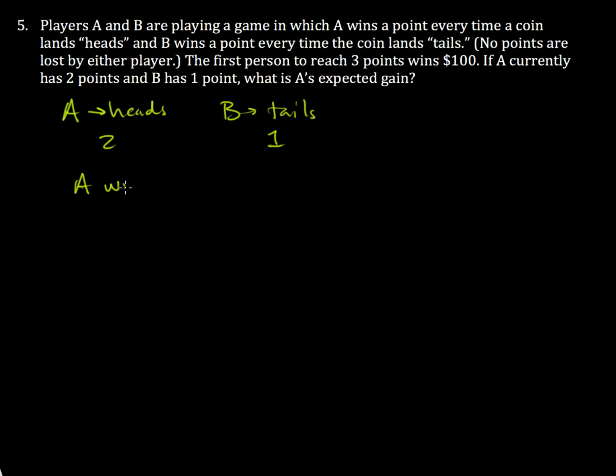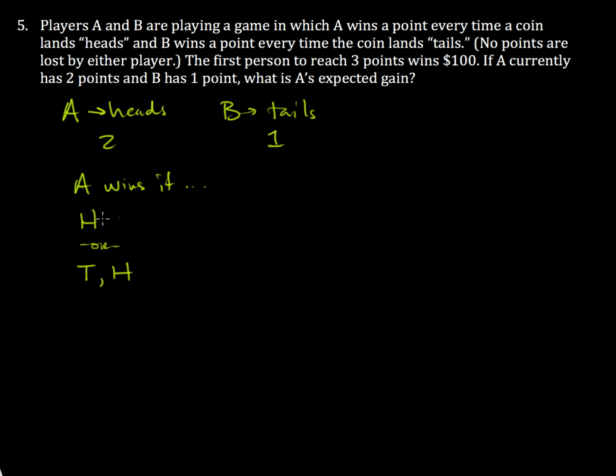So A wins if what kinds of things happen? Well, A wins if the next flip is a head. Or A wins if the next flip is a tails. That would make it 2-2, and then there's a head after that because then they would have 3 points before B got 3 points.